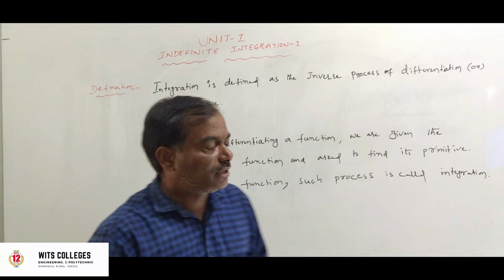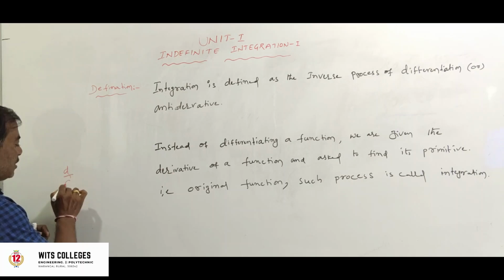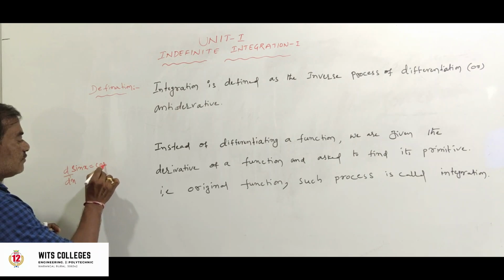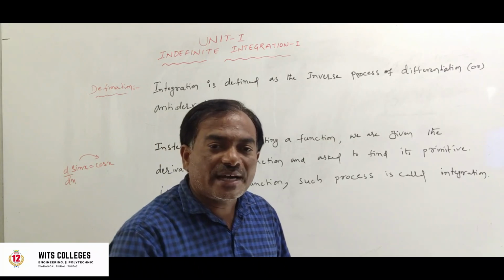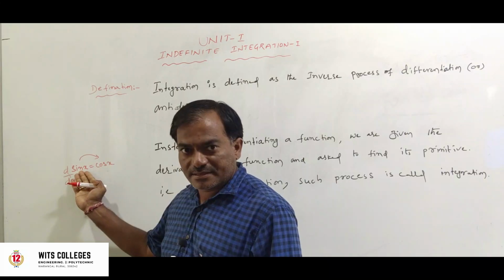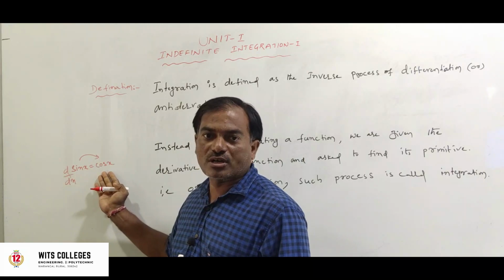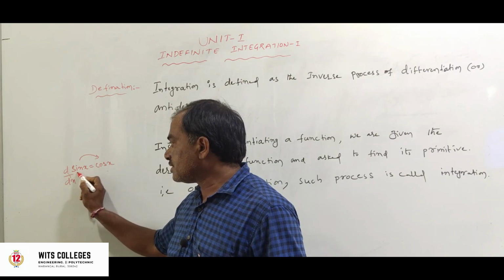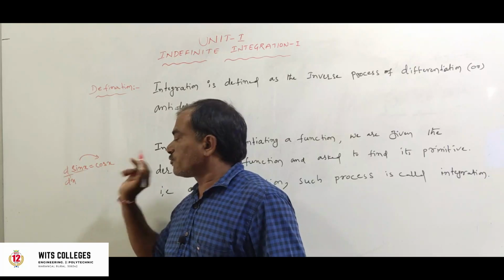So first we are taking one example. Differentiation of sin x is equal to cos x. So the question is, what is this? The differentiation of sin x with respect to x gives us one function, that is cos x. It means we have found the derivative of this function with respect to x, and we get this.